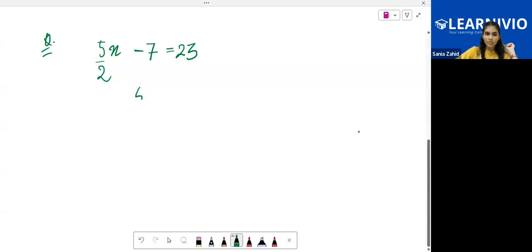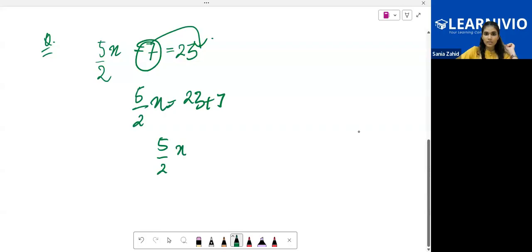Look here. If you have to solve it, you will write 5 by 2x. This 7 will be transposed here. You will get 23 plus 7. Right? So 5 by 2x will give you 30.